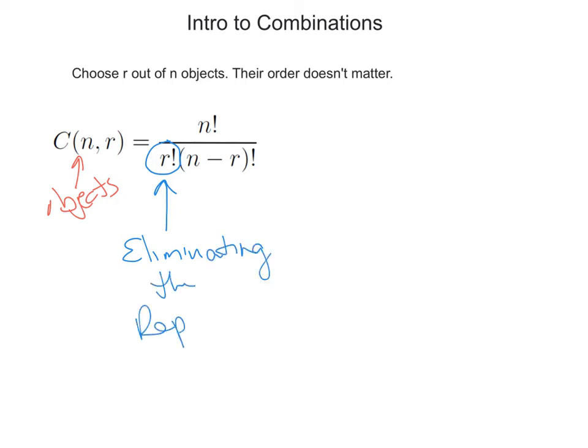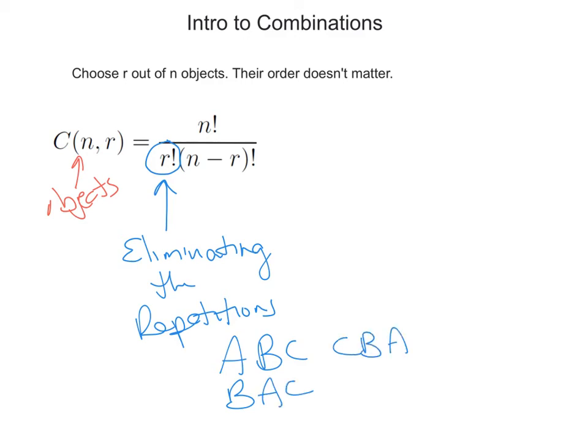The idea is that you do not want to count ABC as well as BAC or CBA, for example. You don't want to count all of those individually because the order doesn't matter. They're all the same. So dividing by the R factorial says we're going to get rid of all of those repetitions and only count the unique representations of what we're looking for. So this is our formula. Another way to think about this really is that this is the same thing as the permutation divided by R factorial. That's exactly what it says.